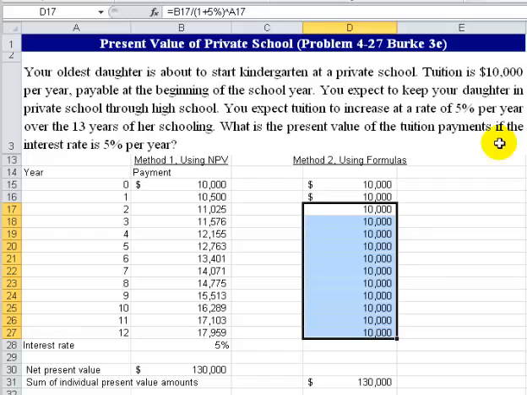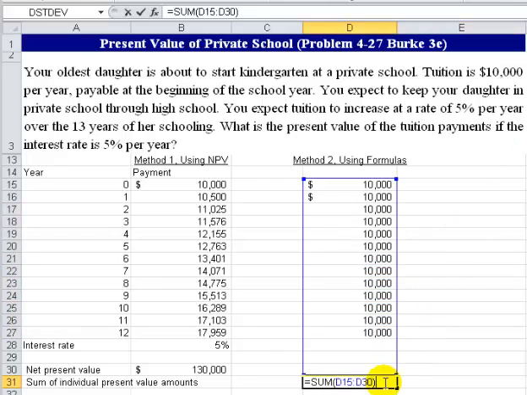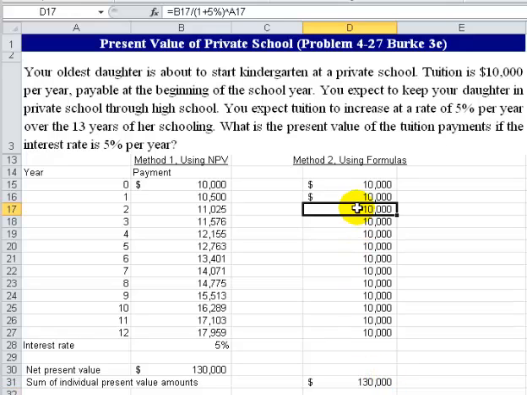Again, I'm going to sort this here, and then we simply sum them. And when we sum those individual present value amounts, oh, by the way, I should format this one that way, it also equals 130,000. So here are two ways to calculate this with math, and then of course if you could do it in your head, that's a third way as well.